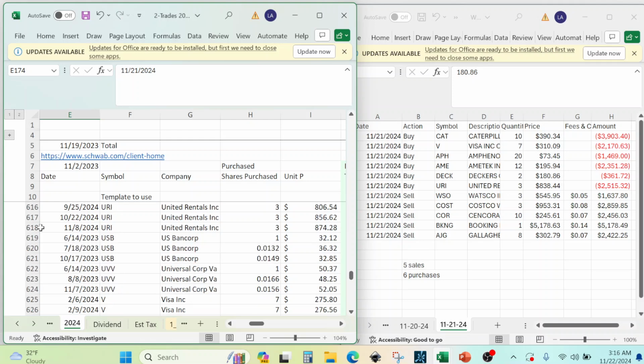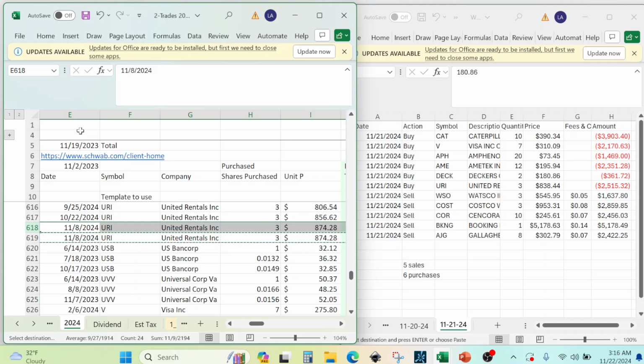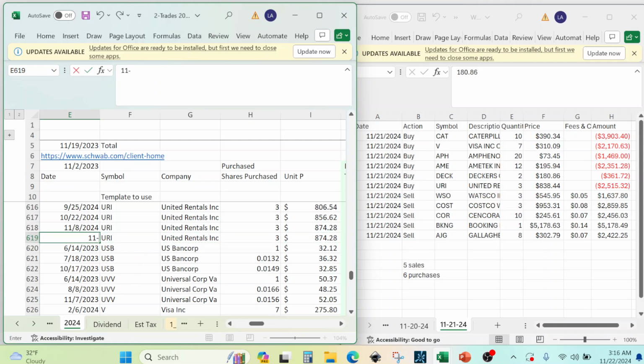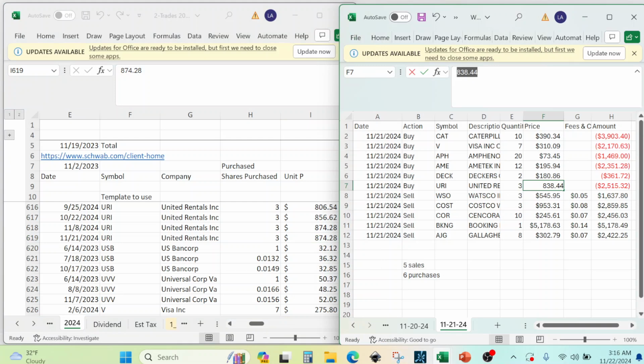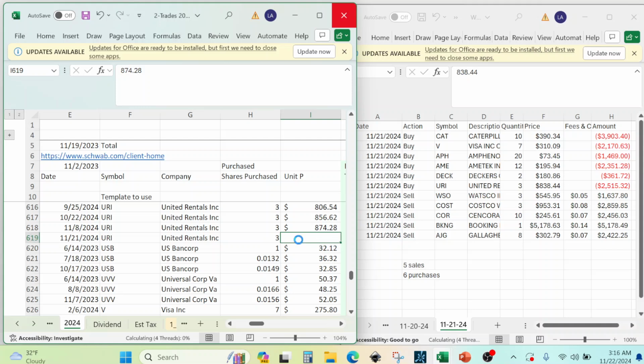Okay, so the last time we bought it was on the 8th. And now we bought it on the 21st, so we will update the date to 11/21/24. We bought 3 shares. The price went down from the last time.